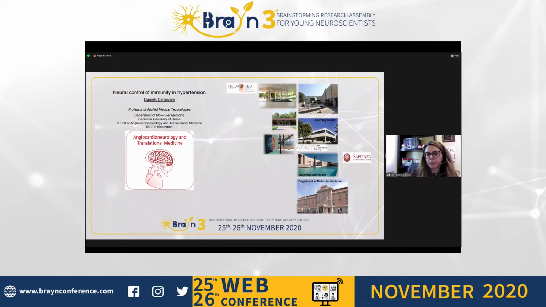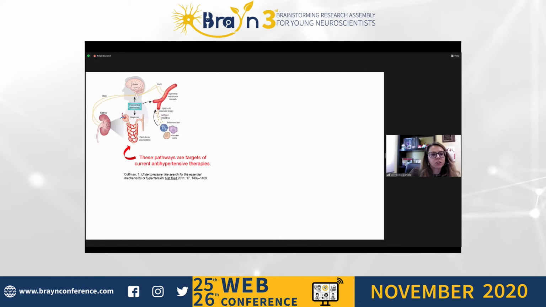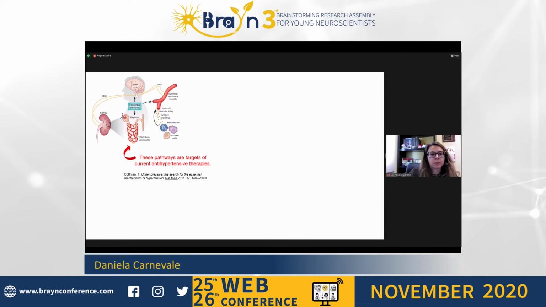As introduced, I will talk about the role of neural control of the immune response involved in hypertension. Hypertension is a complex condition that derives from the imbalance of several pathophysiological systems that normally contribute to blood pressure regulation. As shown in this picture, the brain, the autonomic nervous system, kidney, and vasculature typically regulate blood pressure and keep blood pressure levels normal.